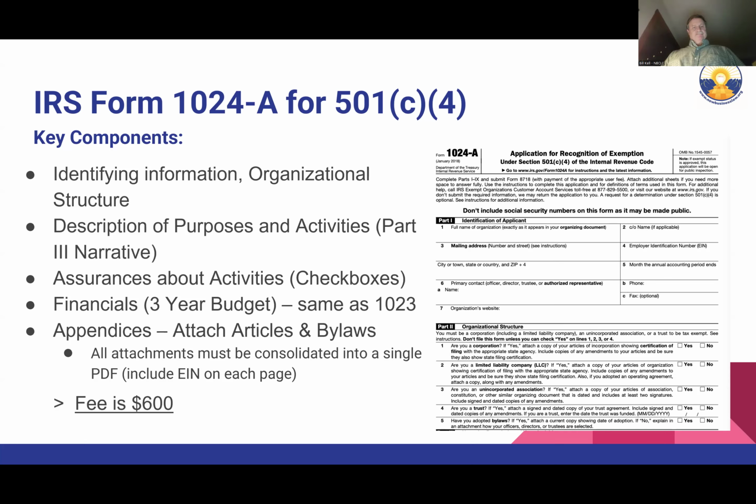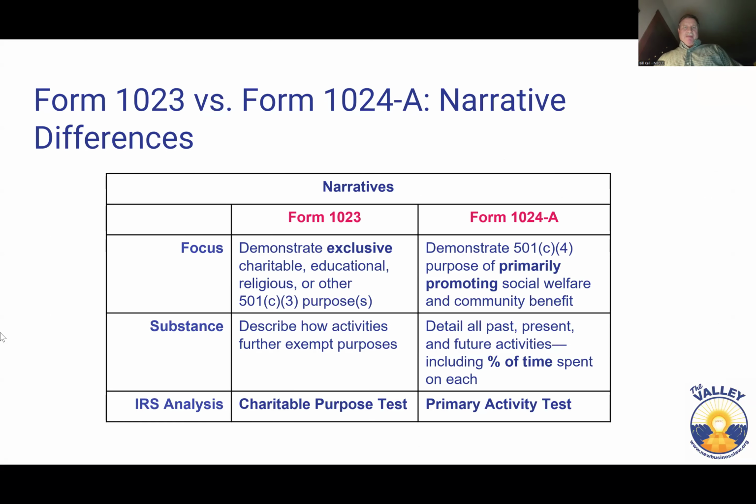Similarly to the 1023 form, you'll want to put some assurances about your activities and financials, so an estimate of a 3-year budget. And same as previously, you'll want to attach your articles and bylaws. Yeah. And there's a few other things in the 1024A to note about. We have a little chart here that Teresa did that helps.